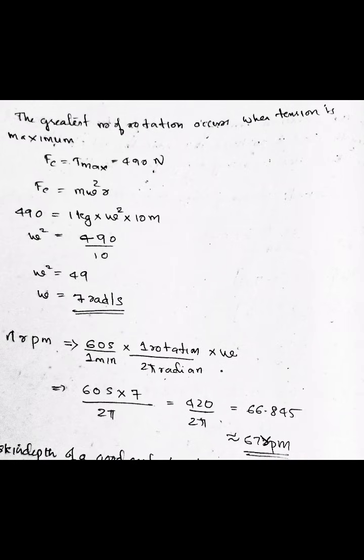That is, Fc is equal to m omega square r. That is, 490 is equal to 1 kilogram into omega square into 10 meter. That is, omega square is equal to 490 divided by 10. That is, omega square is equal to 49. That is, omega is equal to 7 rad per second. So if we convert into RPM, we can write this as 60 seconds by 1 minute into 1 rotation by 2 pi radian into omega. That is 60 seconds into 7 by 2 pi. This is equal to 420 by 2 pi. This is equal to 66.845 and this is approximately equal to 67 RPM.